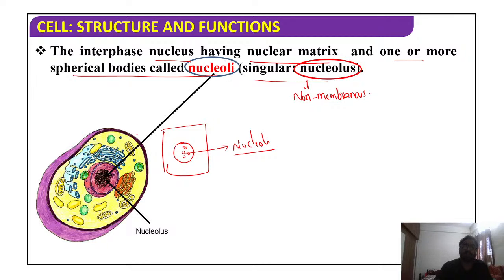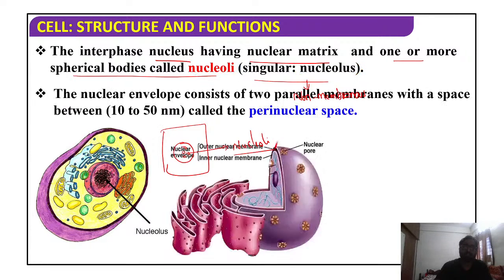Now, what is the main function of the nucleolus? You can see, students, inside the nucleus. The main function of the nucleolus is that it produces rRNA. What do you mean by rRNA? rRNA means ribosomal RNA. Very good, super.